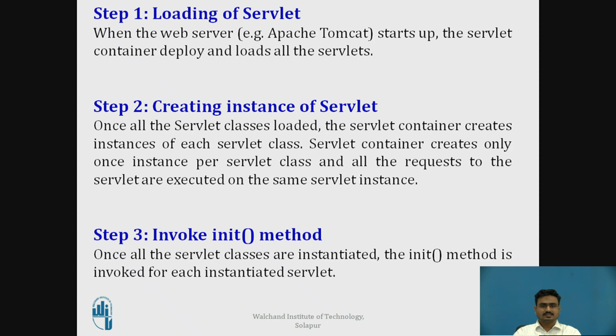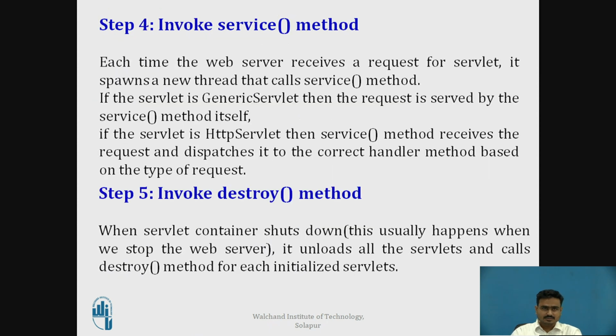Once all the servlet classes are instantiated, the init method is invoked for each instantiated servlet. The fourth step is invoking the service method, where whatever request is made from the client, the response will be given. We are going to discuss that. Invoking the service method: each time the web server receives a request for a servlet, it spawns a new thread and that calls the service method. For each and every particular request, a new thread is created. If the servlet is a generic servlet, then the request is served by the service method itself.